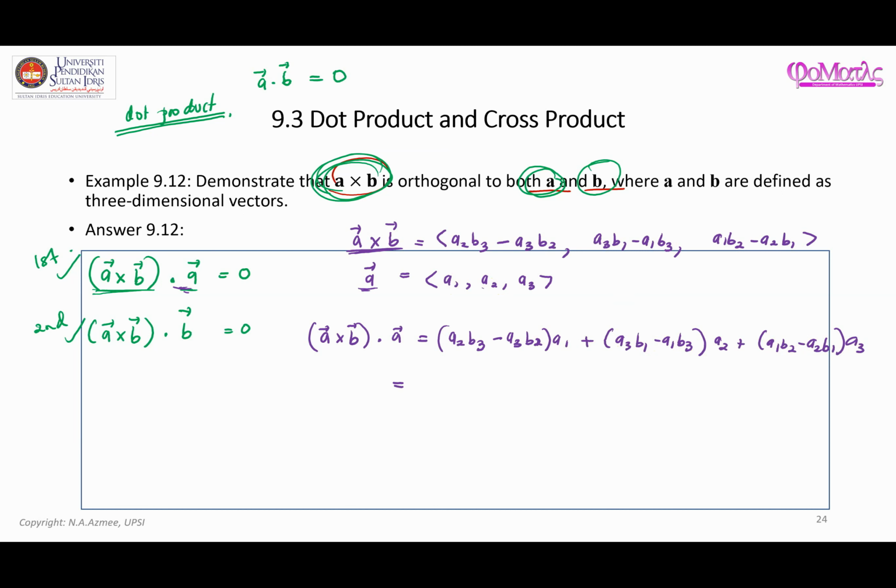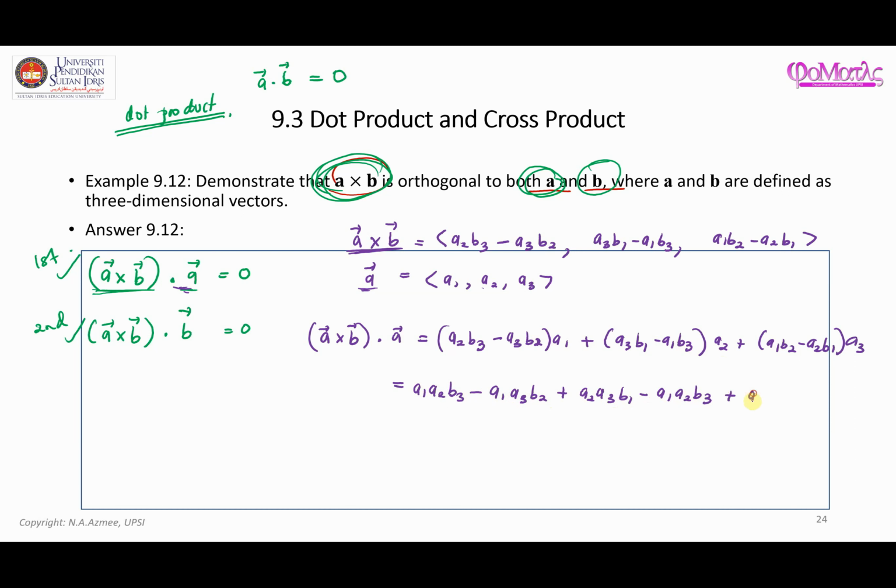Next, we're just going to expand, take out all the brackets. So for the first one, you will have A1A2B3 minus A1A3B2 plus A2A3B1 minus A1A2B3.